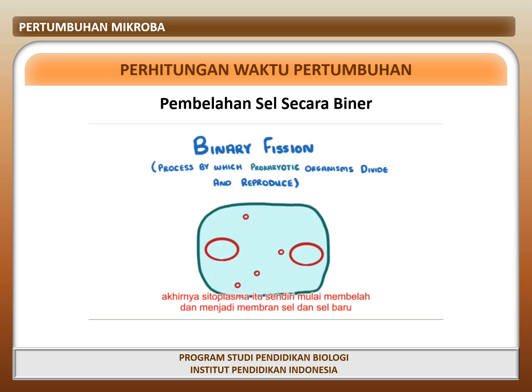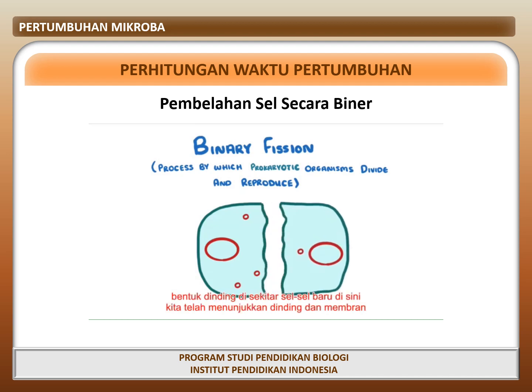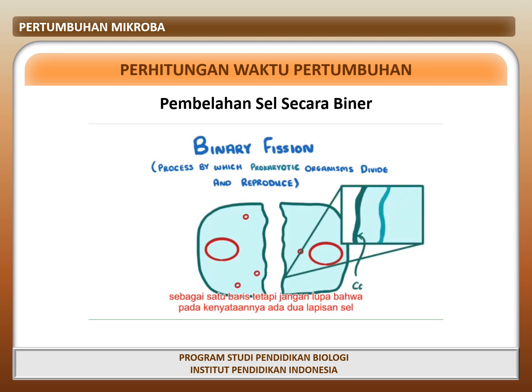Finally, the cytoplasm itself begins to divide, and a new cell membrane and cell wall form around the new cells. Here, we've shown the wall and membrane as a single line. But don't forget that in reality, there are two layers: the cell wall on the outside, and the cell membrane on the inside.